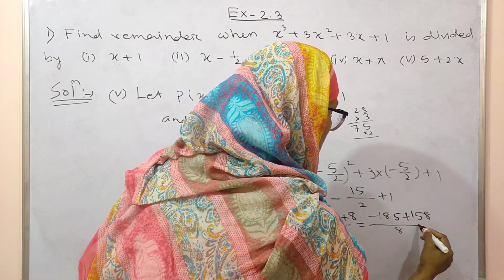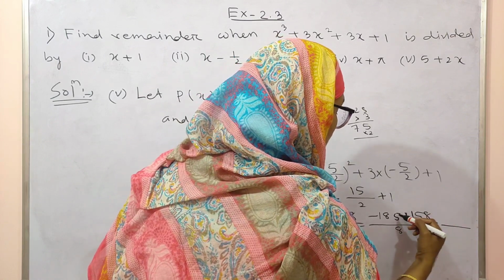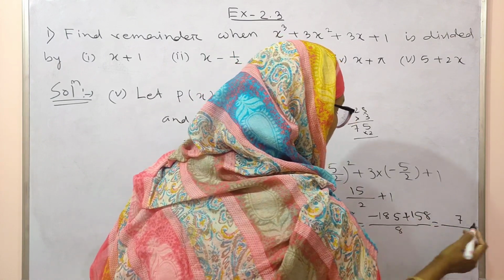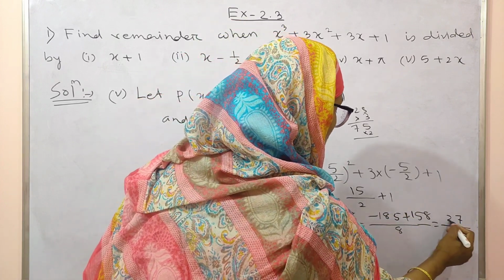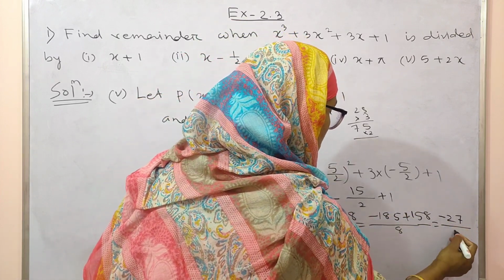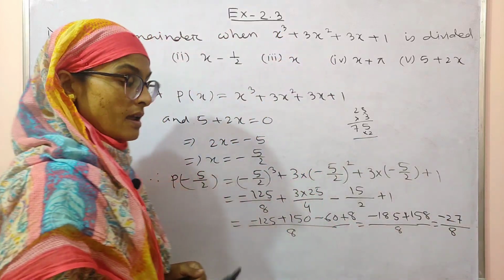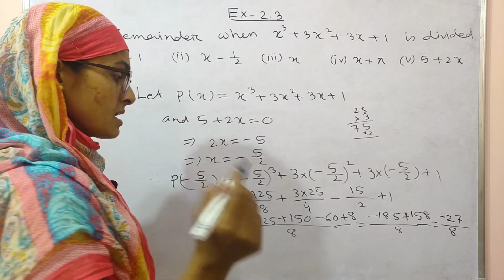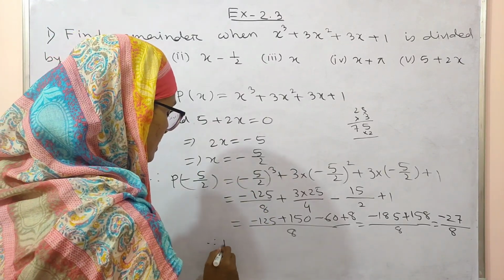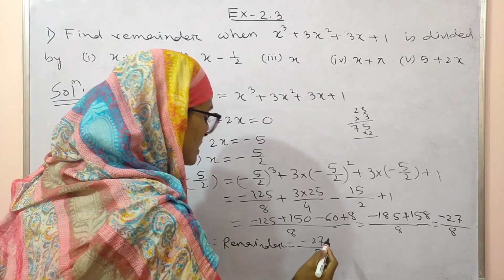Now you will get minus 125 plus 158 by 8. So now subtract this one. 158 minus 185, you will get minus 27 by 8. This is the remainder. So the remainder is minus 27 by 8.